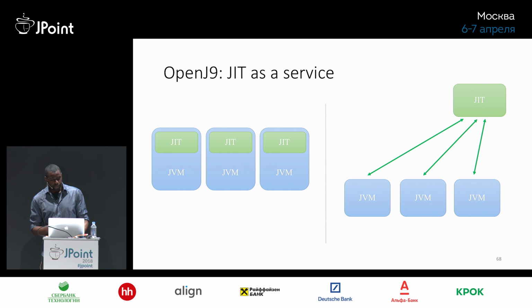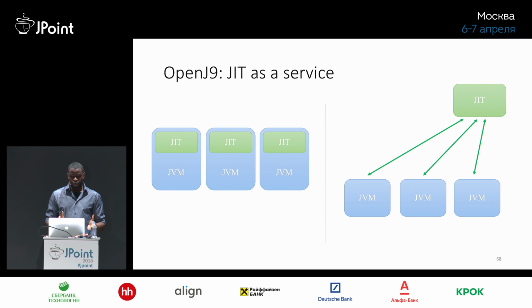Here is another feature called JIT as a service. Previously, I talked about the shared class cache, which allows dynamic sharing of AOT code. This is an experimental feature right now. It's not yet released, but we're currently working on it, and we're hoping to have demos later in the year. But the idea is that you basically decouple the JIT from the JVM.